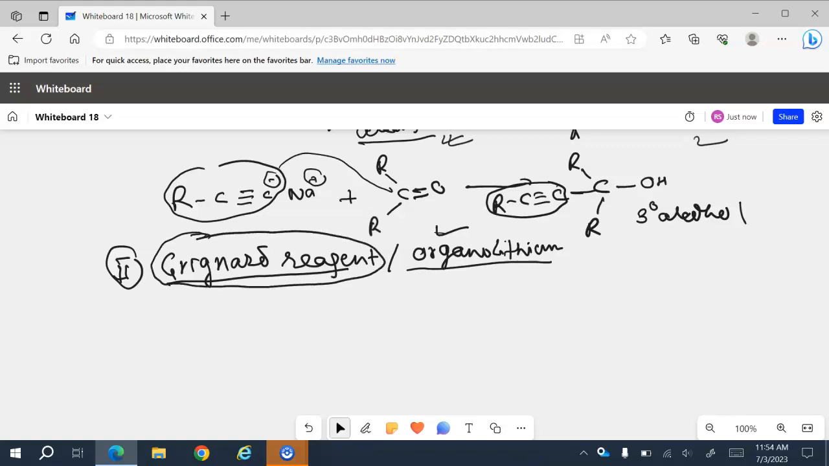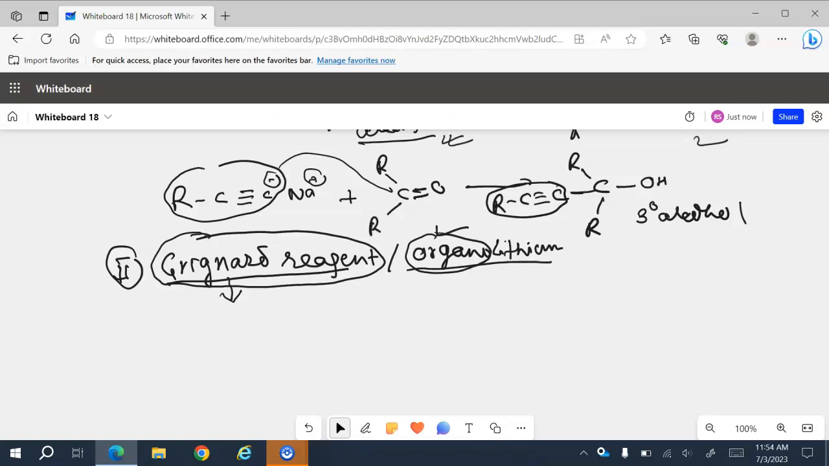So first of all, by the way, this is a very powerful reagent. Also, this is the Nobel Prize winning reagent. Grignard, who discovered this reagent, got the Nobel Prize for the discovery of this reagent. So it's a very, very important one. And organolithium also behaves exactly in the same way as Grignard reagent. So we will discuss that together here.